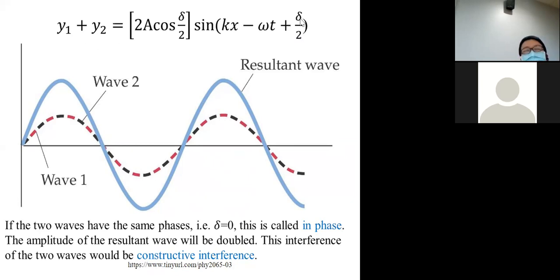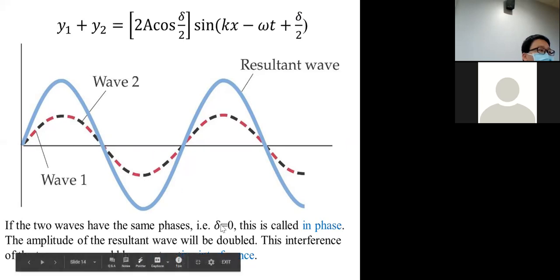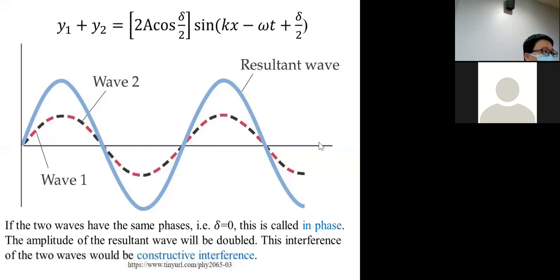If delta is equal to 0, that means the two waves in the plot, the red and the black ones, are identical, so they add up. And if delta is equal to 180 degrees or pi, then they will cancel out. When delta is equal to 0, the two wave functions are called in phase. That means their phases are the same, the arguments in the sine or cosine functions are the same. So the result will be constructive interference.